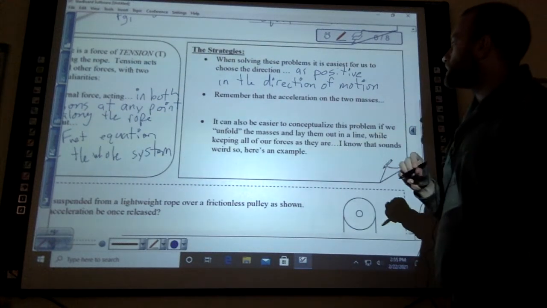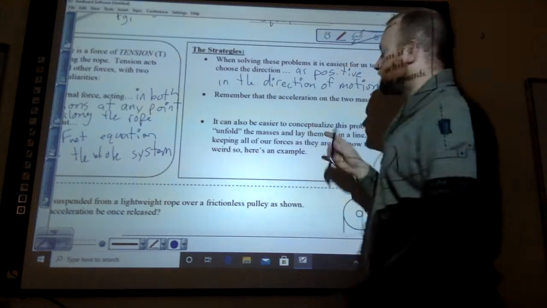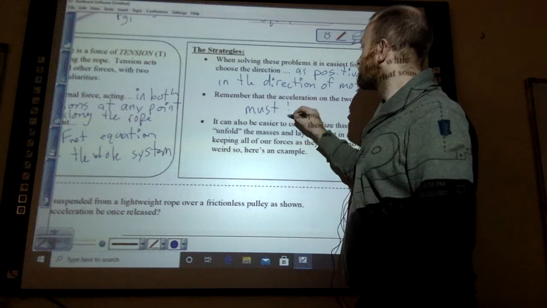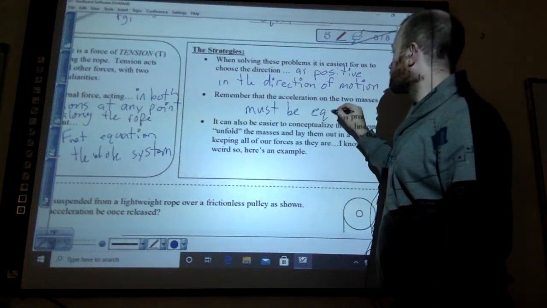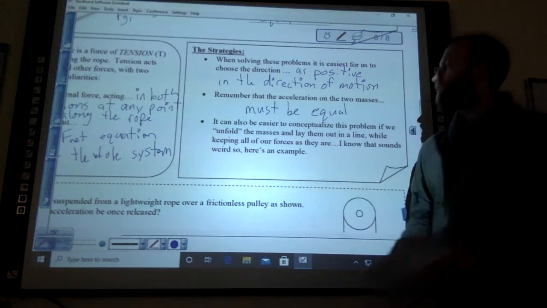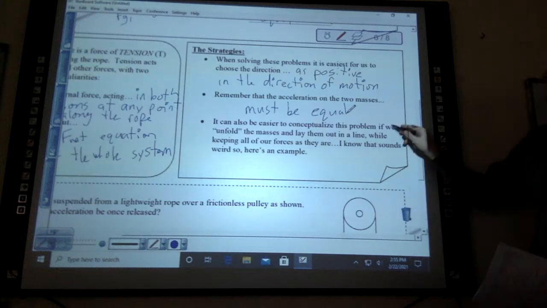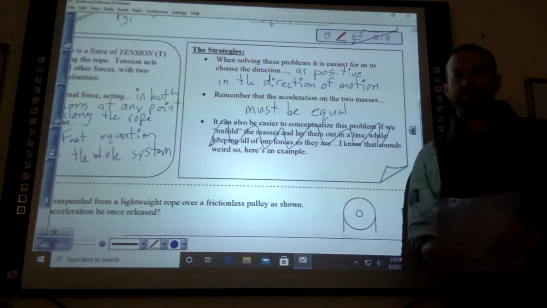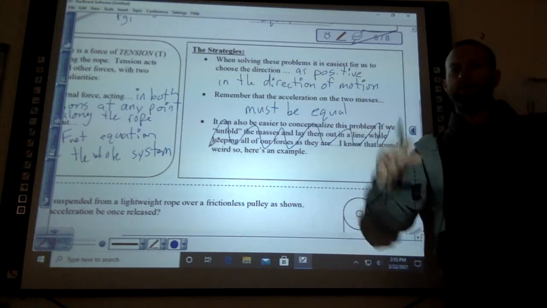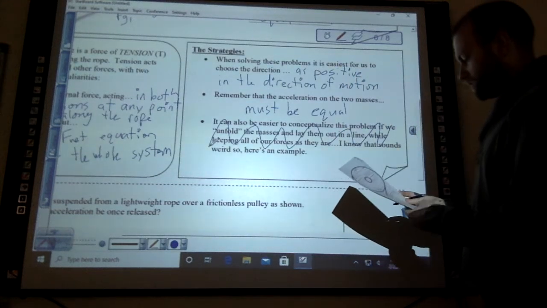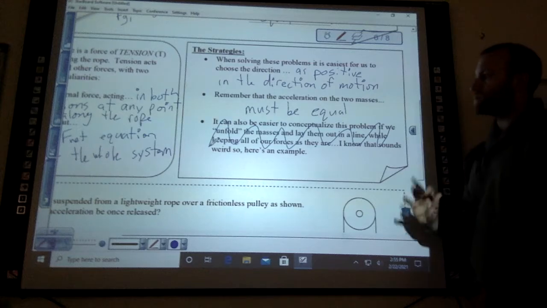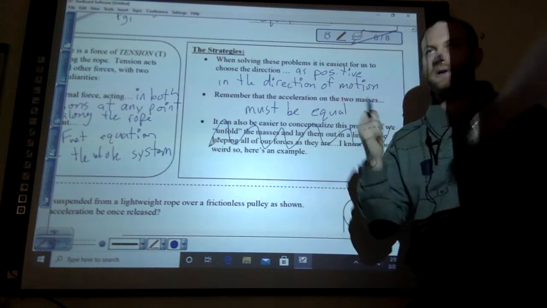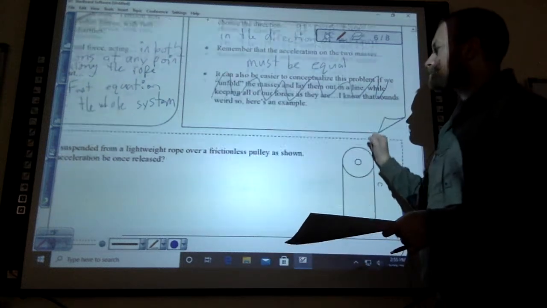And also remember, the acceleration of the two masses must be the same, or must be equal. If they're not equal, it doesn't work. I don't like this one. This one just says to expand it out to be a single line, but I don't like to do that, so just ignore it. If you want to give it a go, you're more than welcome to, but I think it's more confusing because then you have forces of gravity going sideways, which doesn't make sense.